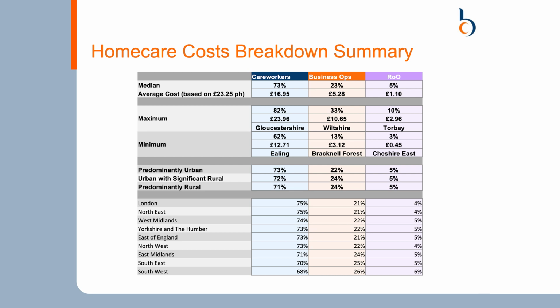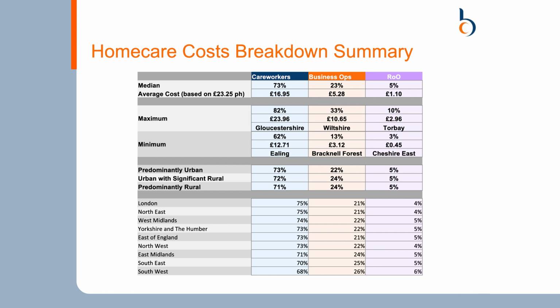And based on the average cost per hour of home care across the country, which is £23.25, and this is based on the fair cost of care, not on the current costs. This is how much providers thought it actually cost to provide services, so it's not how much they're currently being paid. It works out about £17 an hour for care worker costs, £5.28 for business operations costs, and the massive £1.10 would be the profit.